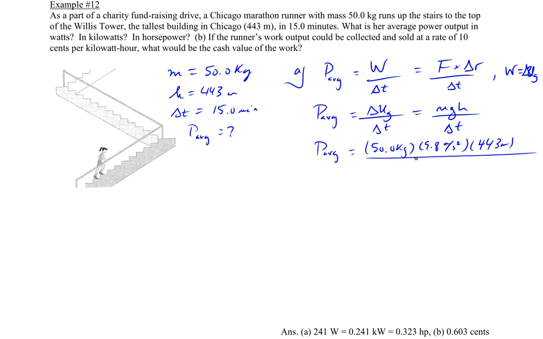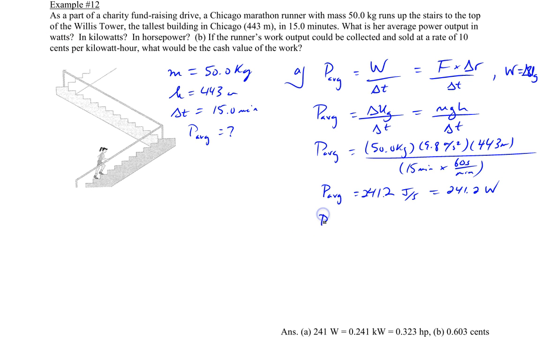Now remember, we want our power to be in joules per second. So we need to change that 15 minutes to seconds, and there are 60 seconds in 1 minute. This gives you an average power of 241.2 joules per second, which is really 241.2 watts. So we've got the first one written in watts.